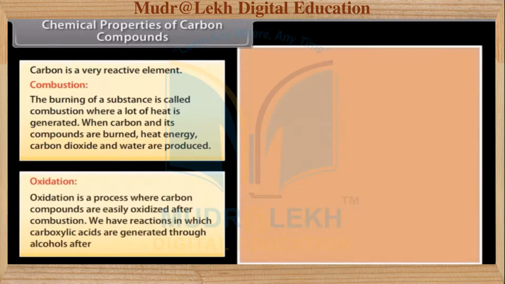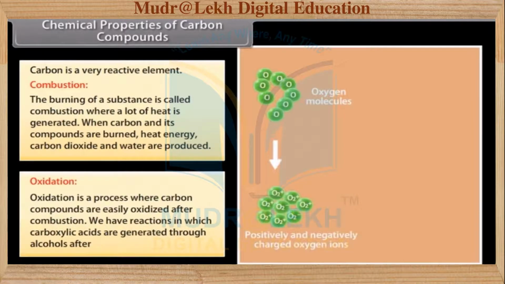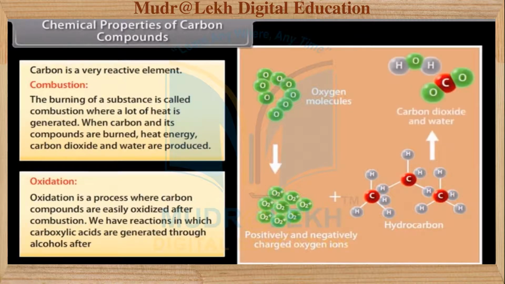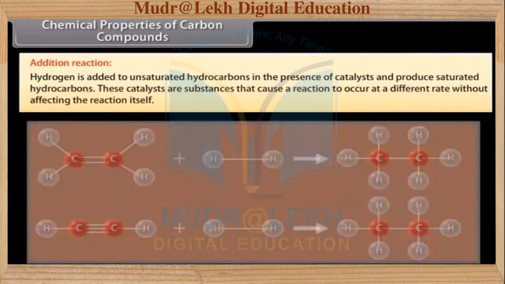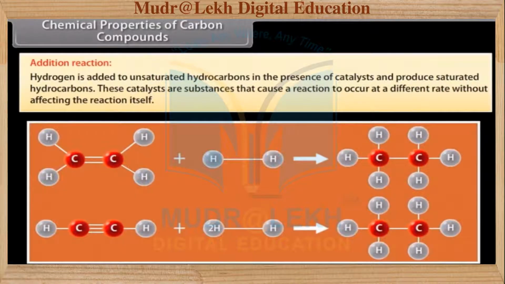Oxidation. Oxidation is a process where carbon compounds are easily oxidized after combustion. After complete oxidation, additionally, we have reactions in which carboxylic acids are generated through alcohols. Addition reaction. Hydrogen is added to unsaturated hydrocarbons in the presence of catalysts and produces saturated hydrocarbons. These catalysts are substances that cause a reaction to occur or proceed at a different rate without affecting the reaction itself.